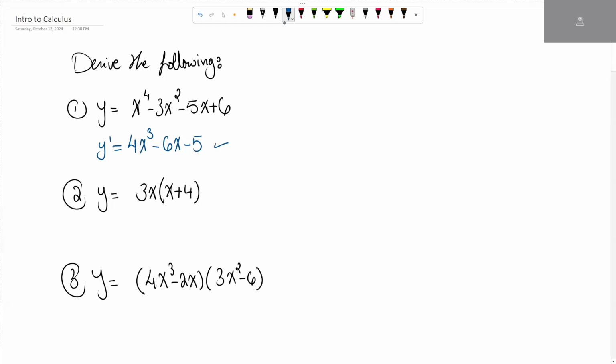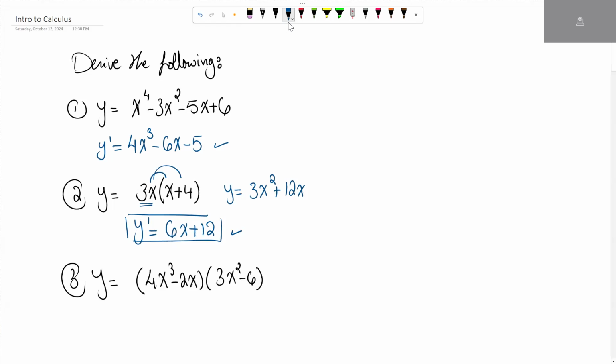That's it. Now, if we look at number 2, this is 3x multiplied by a bracket that has two terms. We could go for the product rule, but it would be longer than expected. In this case, it would be better to just distribute, one term multiplied by two terms. So this is just rewriting the question. It will become 3x to the power of 2 plus 12x. And now I can find y prime, which will become 6x plus 12. And that would be the derivative.